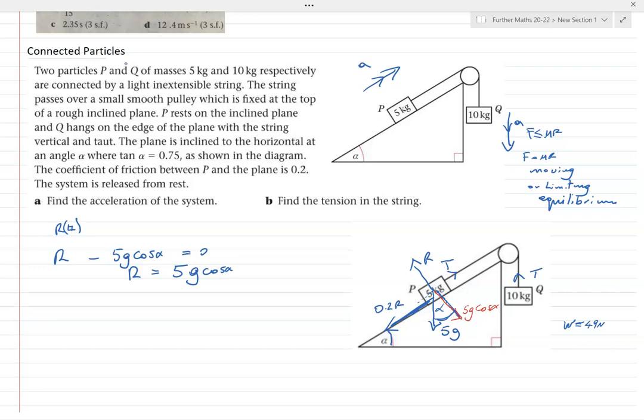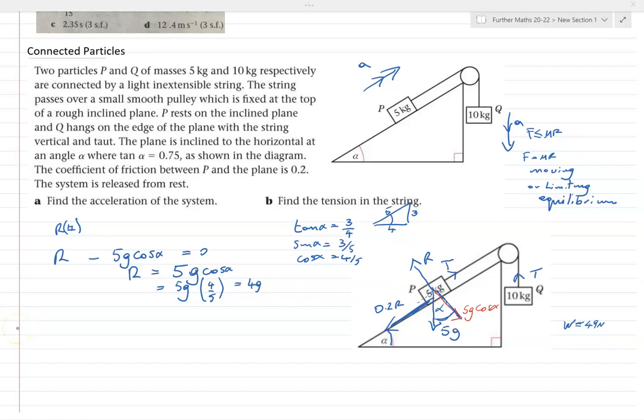Right, now I am going to do a bit of work with the angles at this stage. Tan alpha is equal to 3/4. A bit of trigonometry. I like to go to the 3, 4, 5 triangle, but working it out on your calculator these days is fine as well. Then we can say that sine alpha is equal to 3/5 and cos alpha equals 4/5. So I'll put that in now. That actually gets us 5g times 4/5, which is equal to 4g.